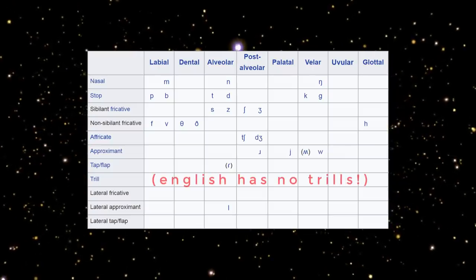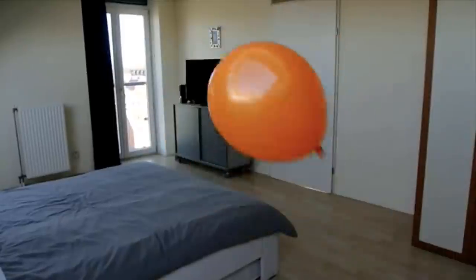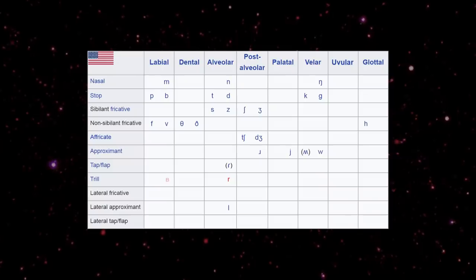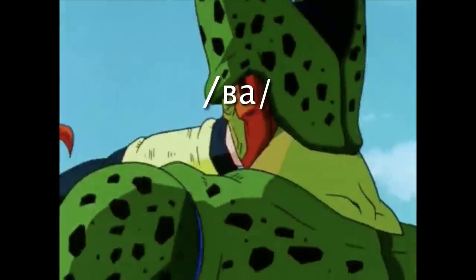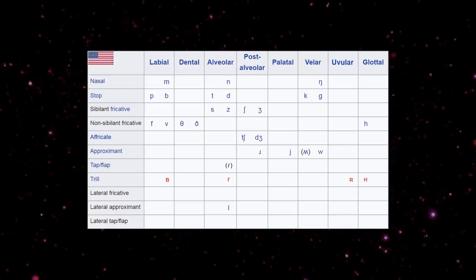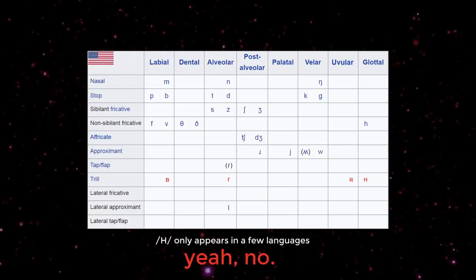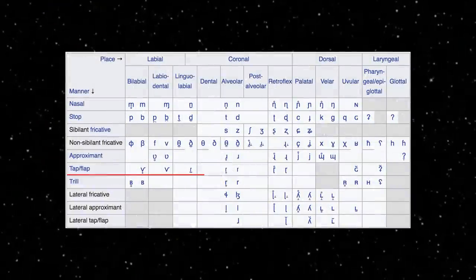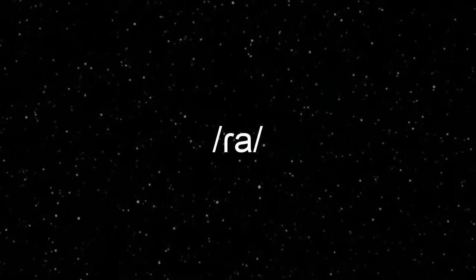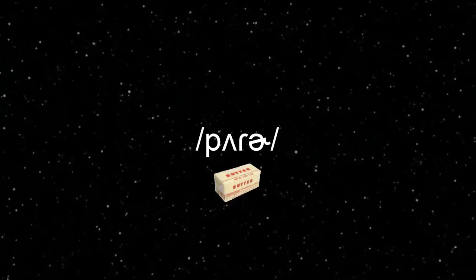A trill is basically made the same way as a balloon's farting sound is, where air makes part of your mouth flop around and hit something two or three times. You can trill the tip of your tongue, ra, your lips, ra, or your uvula, ra, or even your epiglottis, which I don't think I can do. Ra. Yeah, it's kind of gross. A tap is like a trill, except it only hits it once. And there's really only one tap sound that is common in a lot of languages, the ra sound, like in butter, or the way I pronounce it anyways.